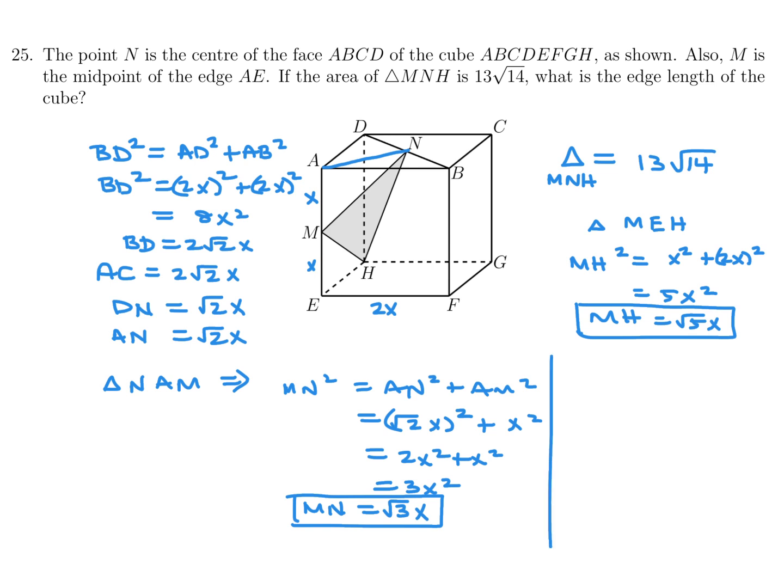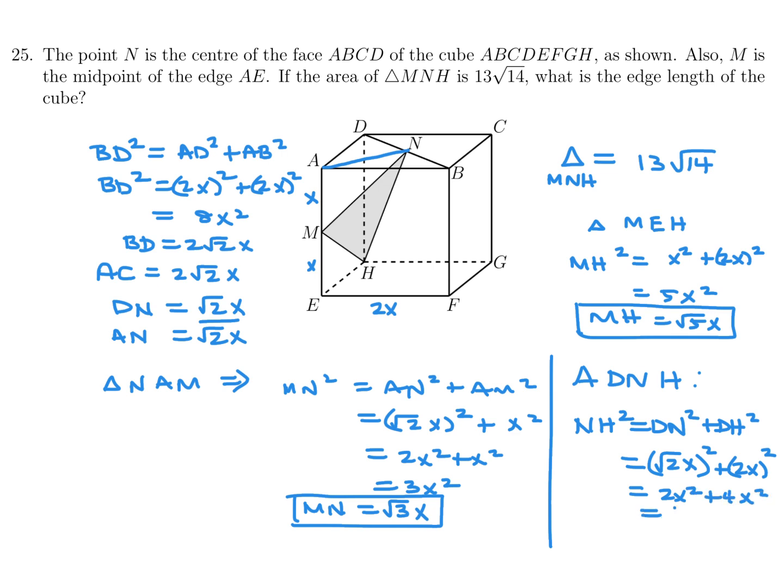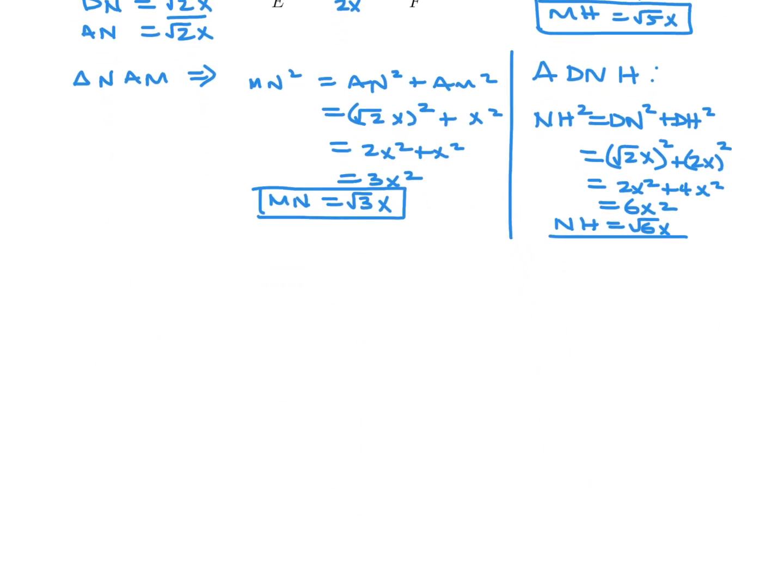Okay, NH, the other side. So that triangle would be triangle DNH, I believe. So NH in that triangle would be equal to DN squared plus DH squared. DN squared is the same right there, root 2x all squared. DH is the full top to bottom, so that's 2x squared. So that's going to be 2x squared plus 4x squared. So that's 6x squared. So NH is equal to root 6x. Okay, so we've got all three sides of that triangle.